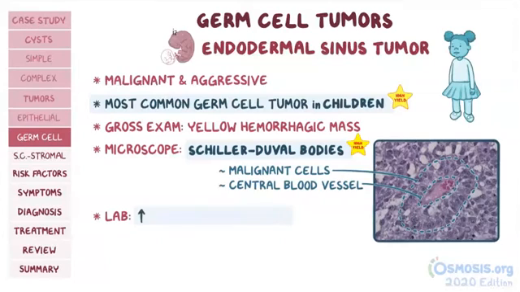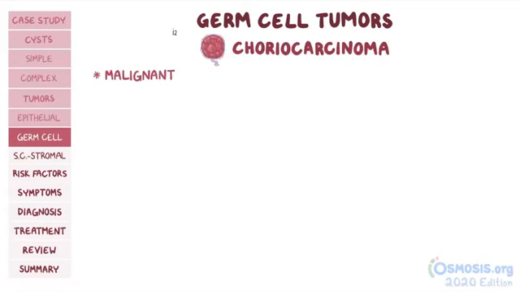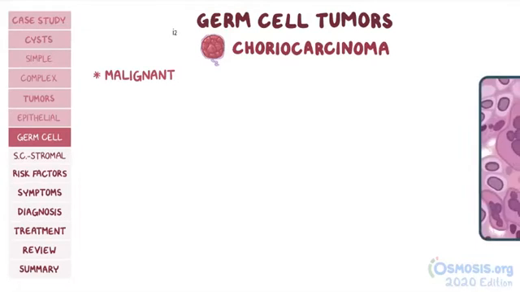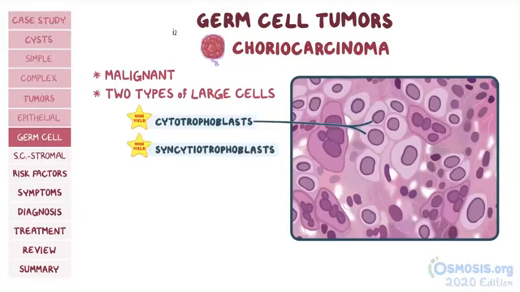Lab tests classically show elevated alpha-fetoprotein, or AFP levels. Finally, the last kind of germ cell tumor comes from the placental tissue, and it's called choriocarcinoma. These are malignant tumors which usually arise as a complication of pregnancy, but in rare cases can occur in the ovaries. Under the microscope, they contain two types of large cells: cytotrophoblasts, with central nuclei and pale cytoplasm, and syncytiotrophoblasts, that have multiple nuclei and darker cytoplasm.